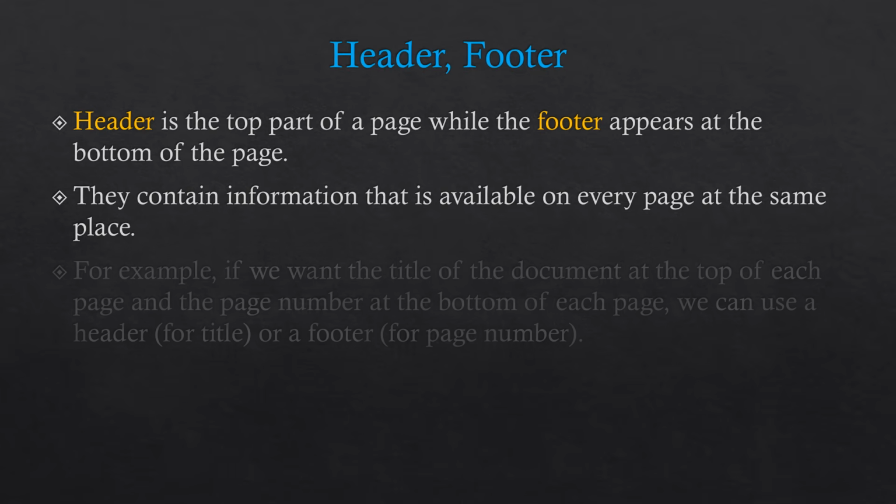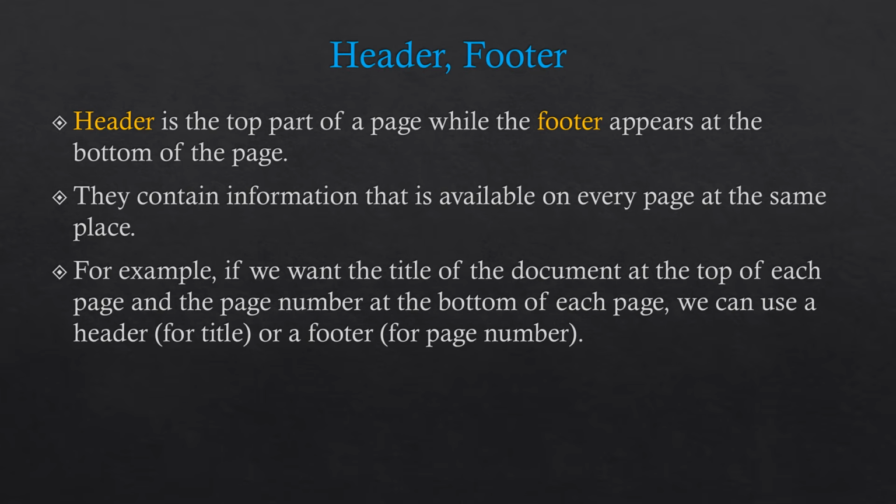For example, if you want to display a title at the top of every page, then you can use a header for the title, and if you want to display the page number for each page at the bottom, then you can use a footer for the page number. In this way, we can use header and footer for displaying information on every page.